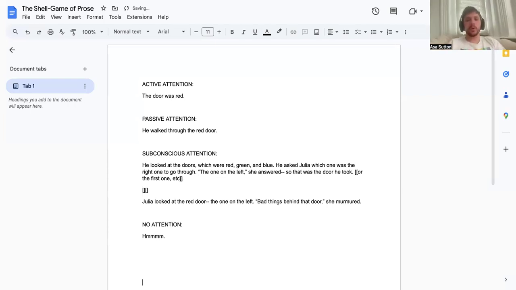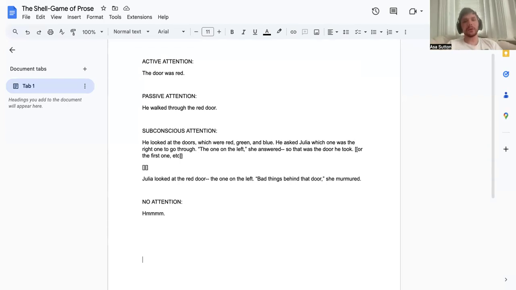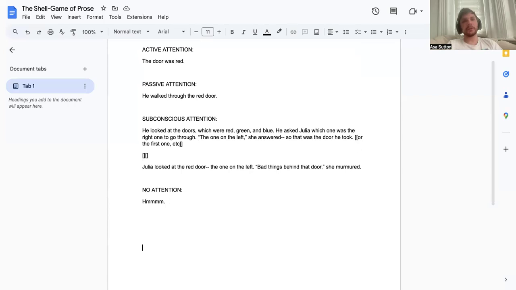Let's do this a little more in context. How do we apply the shell game and why does it matter? The way I like to look at it is the shell game not only influences what the reader knows and is thinking about, it also influences in some ways how the reader feels or what they believe. So what's a good example of this?